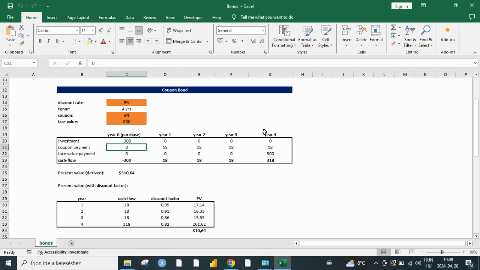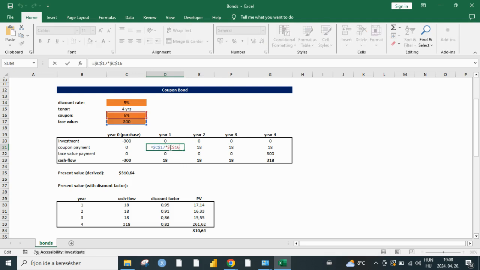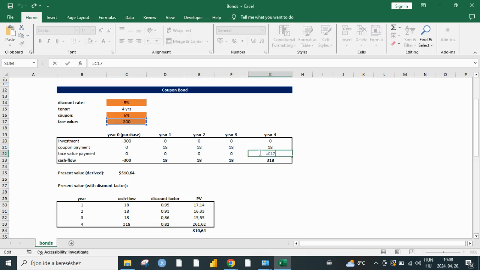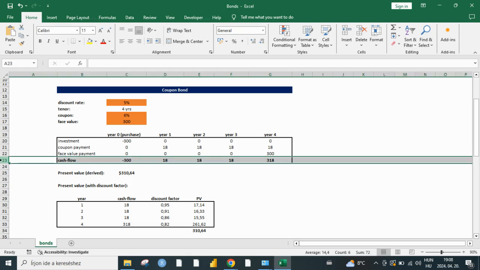And here you can see the cash flows of the bond investments. In the first year, you buy it, so it's minus 300, and you don't pay anything concerning the investment throughout the tenure. Then the issuer pays back 18, which is basically computed by multiplying the coupon with the face value. Each year is 18, and the face value is paid back right at the end, as a bullet. And you can see it if I sum up the cash flows in the 23rd line.